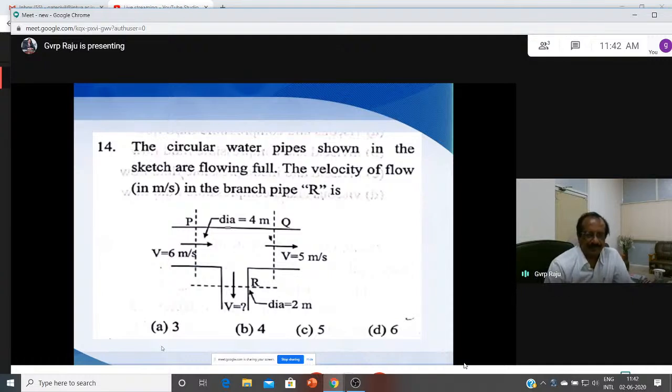So here we have the velocity V1 is 6 meters per second and the velocity here is 5 meters per second. We also have to find out the velocity here. The diameter here is 4 meters, the diameter here is 4 meters, and the diameter here is 2 meters. It has given velocities and diameters, so you can use the discharge equation.